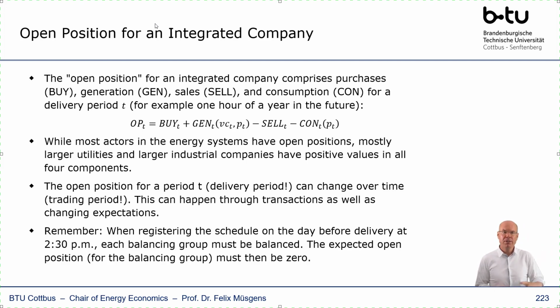You typically know how much you bought, but you now have to decide how much you generate and hope your plant won't break down. And then you know what you sell, and you have to estimate what you will most likely consume. To the best of your abilities, you must estimate this, and it needs to be 0 on the day before delivery. We discussed, it's just a repetition for this balancing group responsibility here. So that's the open position for an integrated company. And this essentially is what you optimize to make maximum revenues over the trading period.